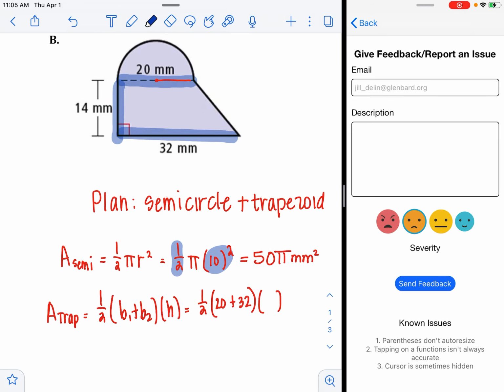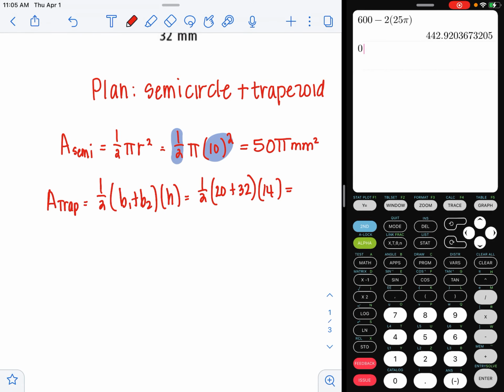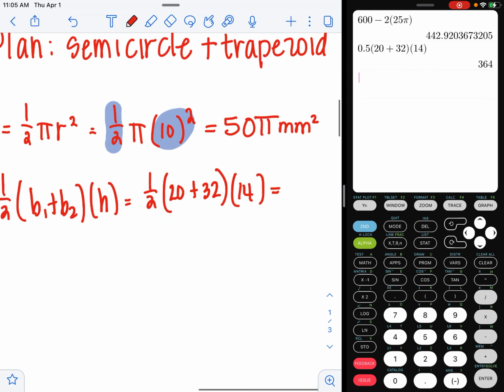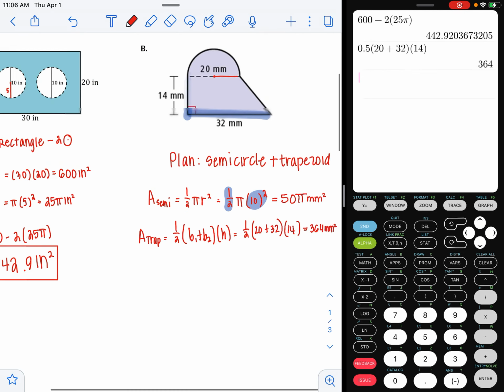And my height is 14. All right, I'm going to use my calculator for help here. I'm going to do 0.5, parentheses 20 plus 32, close the parentheses, open a new one, times 14, hit enter. That's going to give me the area of the trapezoid, 364 millimeters squared.